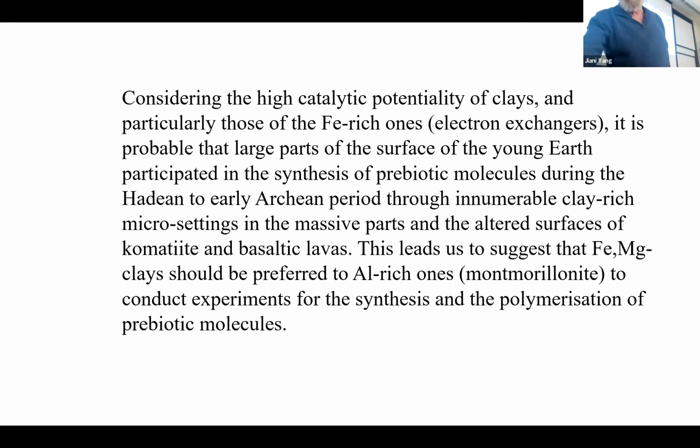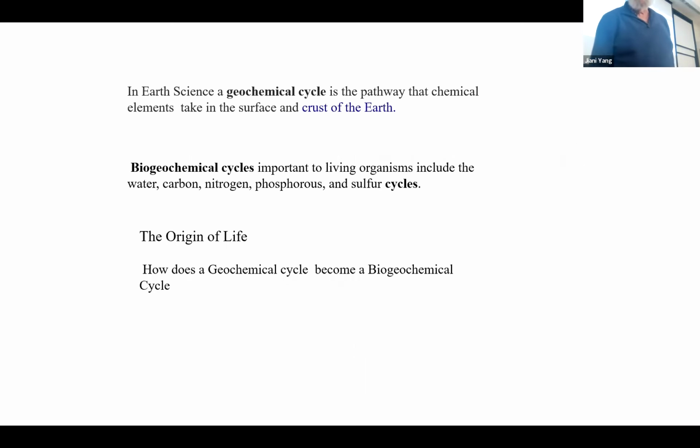This leads us to suggest that iron magnesium clays should be preferred to aluminum-rich ones, montmorillonite, to conduct experiments for the synthesis and the polymerization of prebiotic molecules. So what comes from Mars and the planets: iron-rich clays and coupling of these clays to organics, ultimately leading to chirality. Okay, so what is the problem of the origin of life?